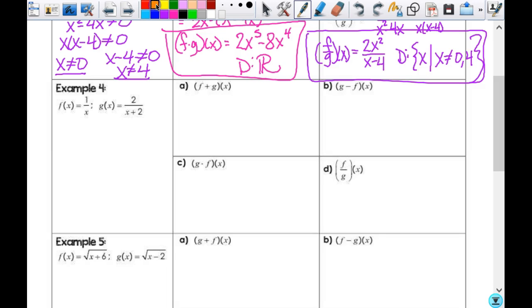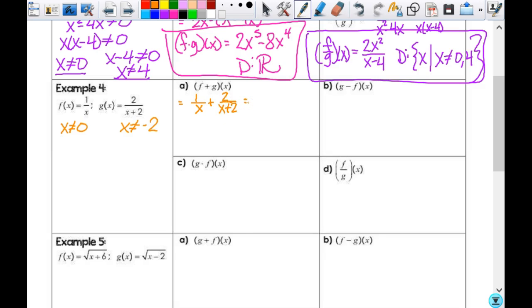fashion. All right, so the domain here, what do we know about this? Is it all real numbers? No. What can't x be? 0. X cannot be 0, and here x cannot be what? -2. Okay, which means that the combination of those two is my new domain. All right, so then here, f plus g, so I get 1 over x plus 2 over x plus 2.